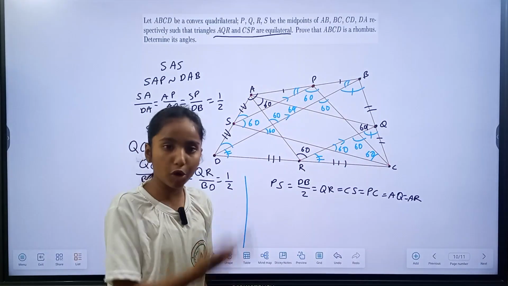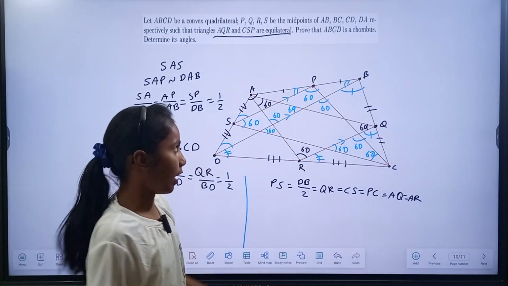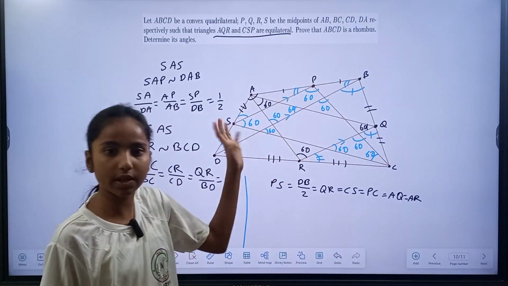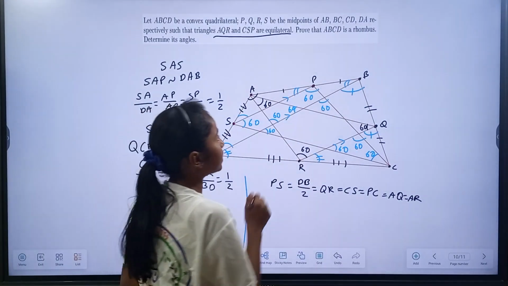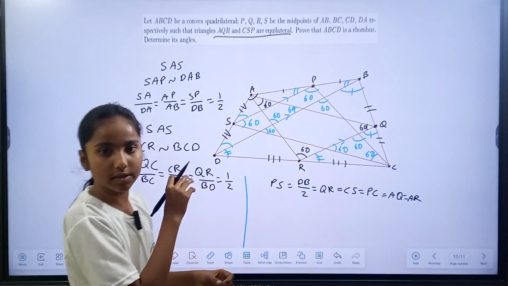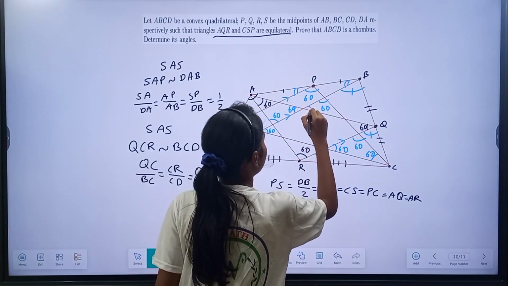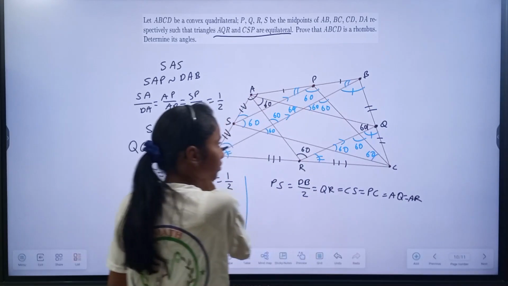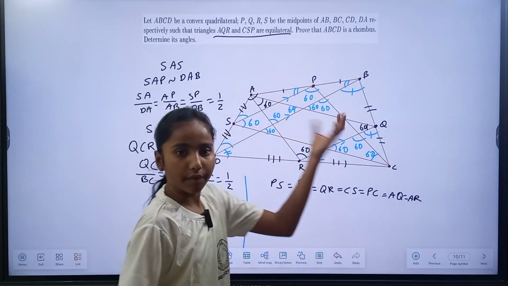Let's look for some more parallel lines. Let's check by alternate angles. If BD is the transverse line, we'll check if there are parallel lines. And if we have missed labeling any angles, we have 60 over here, and by vertical angles, this angle is also equal to 60. Right now we have got one pair.